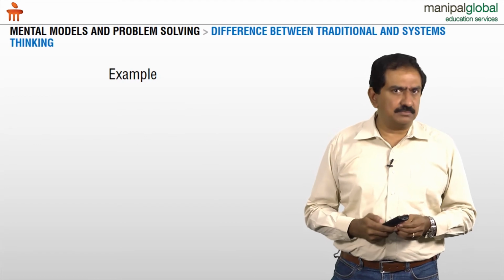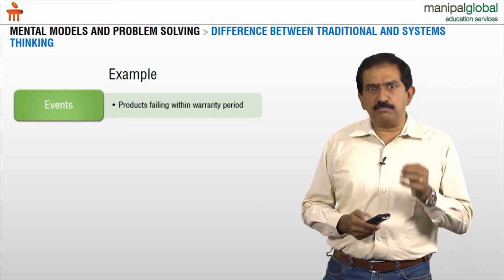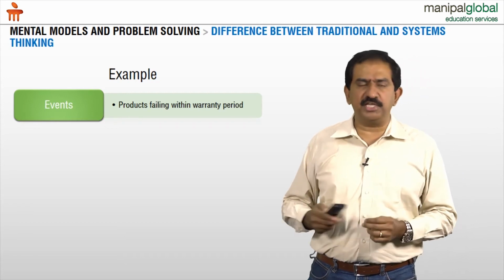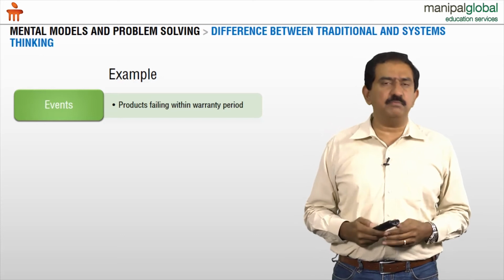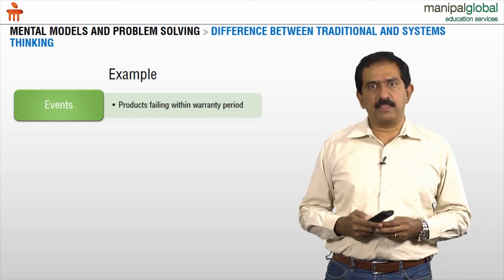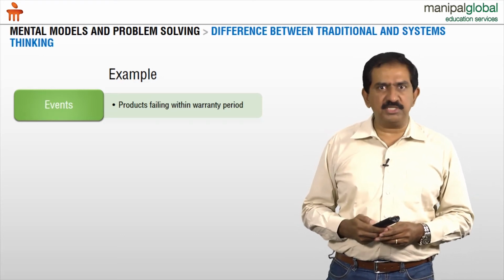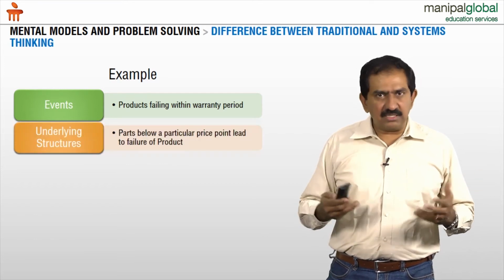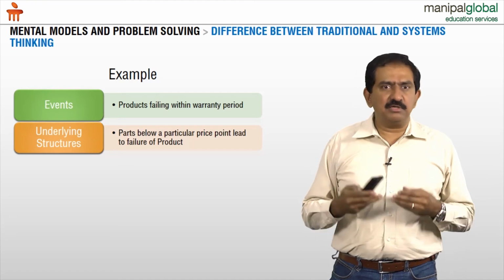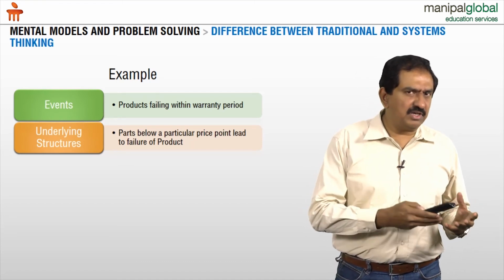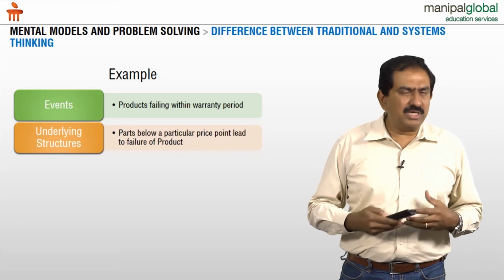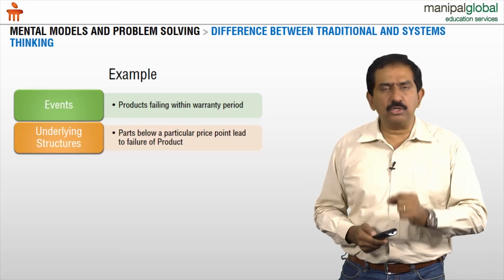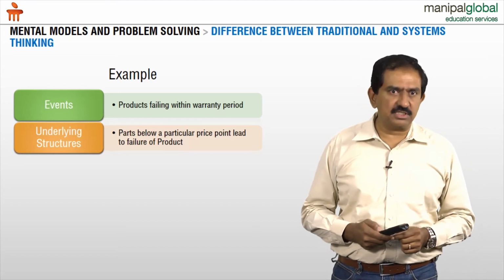Start at the top of this diagram. The event is that there are many products failing within the warranty period. This is the observable information from the environment. Products are failing within the warranty period. The underlying structure is, after a lot of analysis, we determine that parts below a specific price point are the ones contributing to this failure. So low cost parts are contributing to the failure of the entire system.